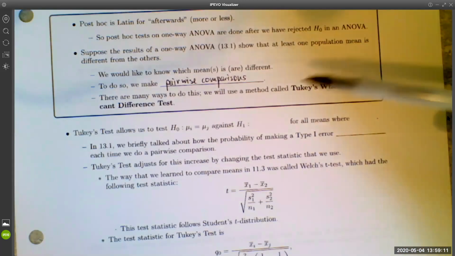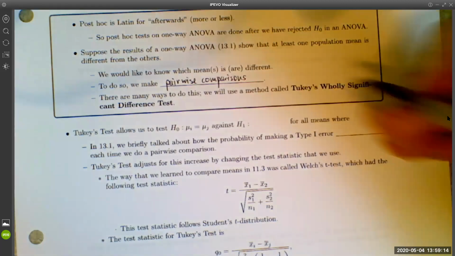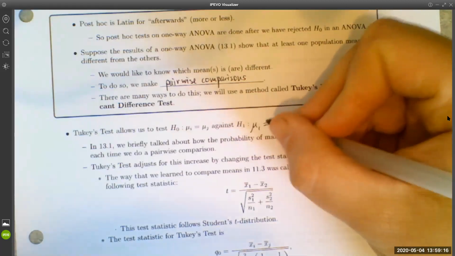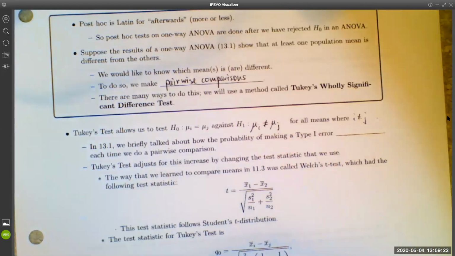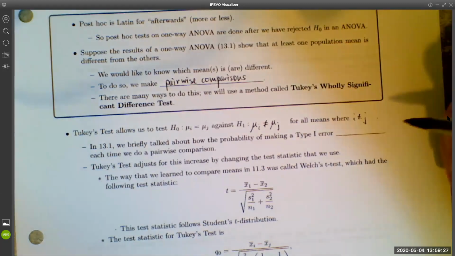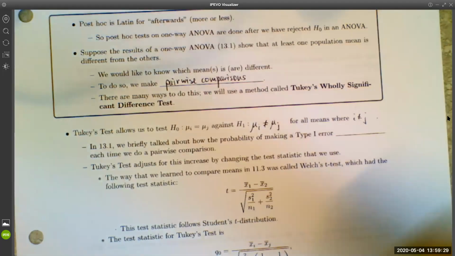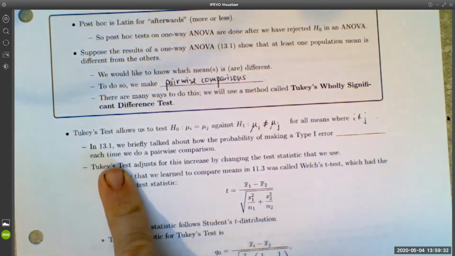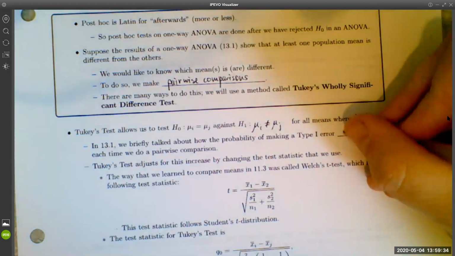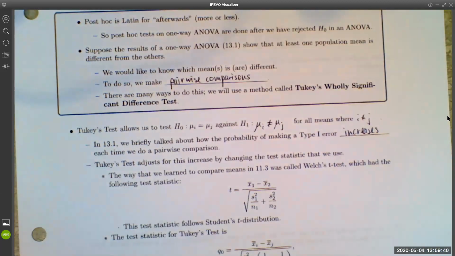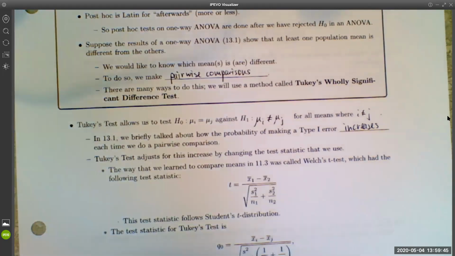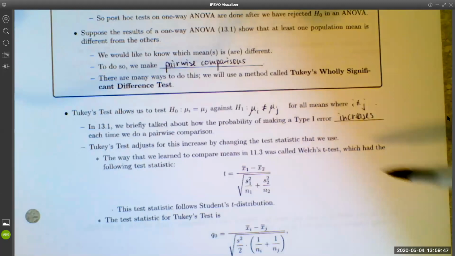But Tukey's test allows us to test mu i equals mu j against mu i not equal to mu j for all means where i does not equal j, which is a fancy way of saying it allows us to compare each pair of means to one another, and it'll do this all at once. In 13.1, we briefly talked about how the probability of making a type 1 error increases each time we do a pairwise comparison. Tukey's test adjusts for this increase by changing the test statistic that we use.